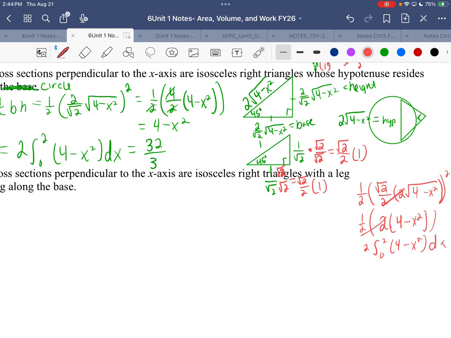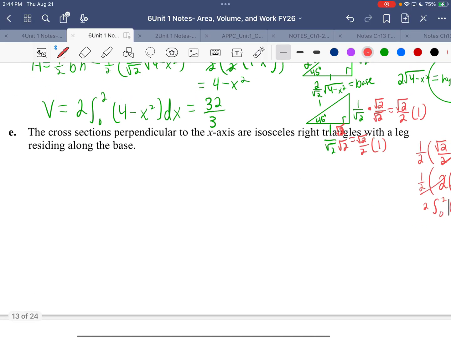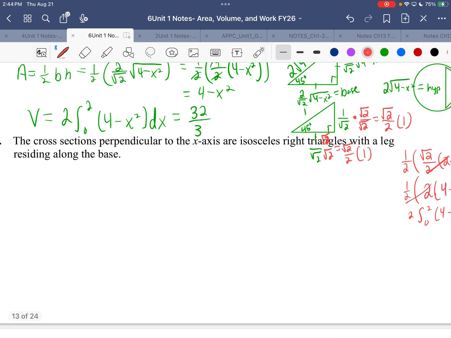All right, try to do E, as in everyone will get this one right. So we're saying the cross sections are perpendicular to the x-axis, and it's an isosceles right triangle with a leg on the circle.